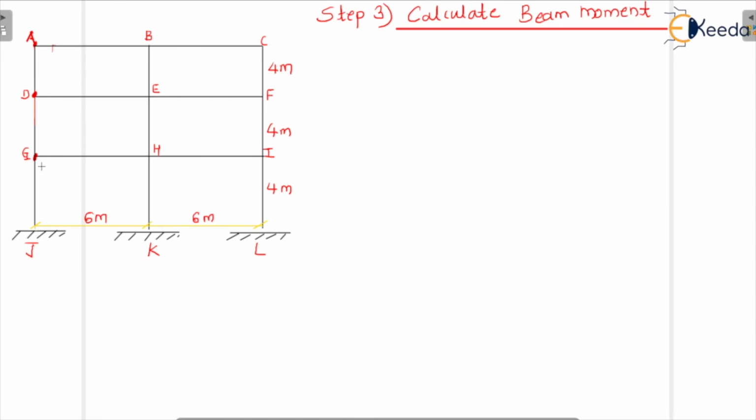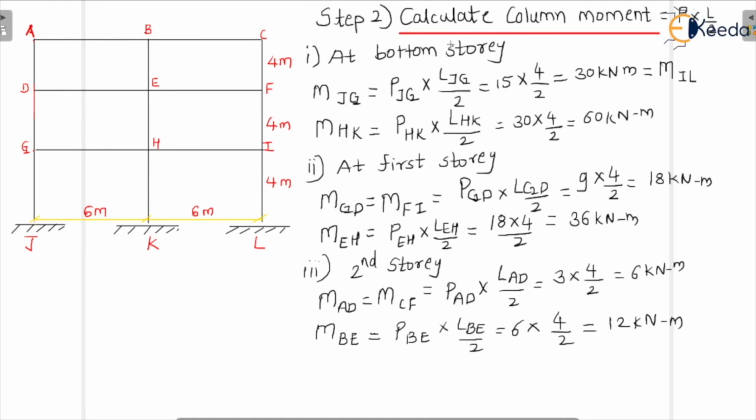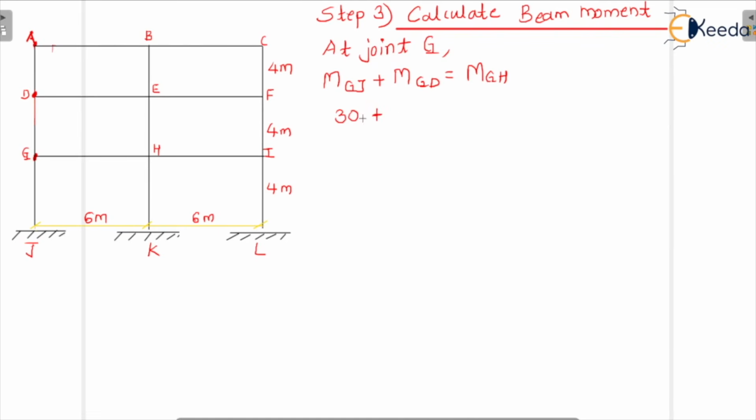Now I want you to understand, at joint G, M of GJ plus M of GD is equal to M of GH. Now how much is the moment M of GJ? It is 30 kilonewton meter, which we have just calculated. So 30 plus the GD moment, which is 18. So with this we got M of GH, which is equal to 48 kilonewton meter.